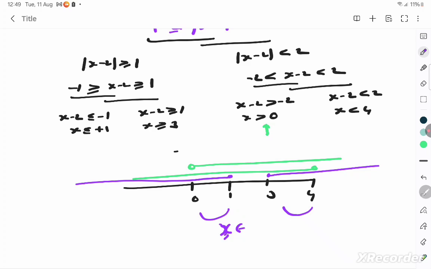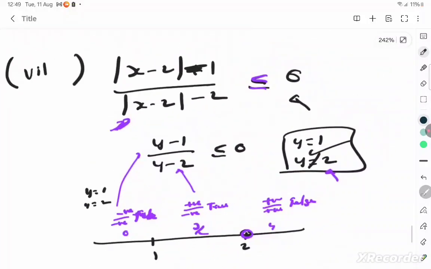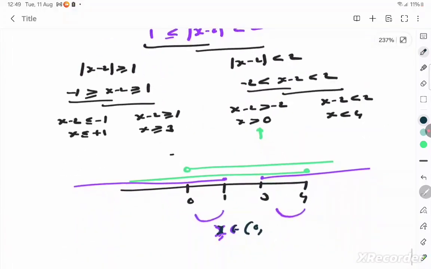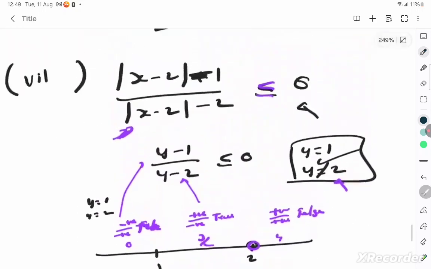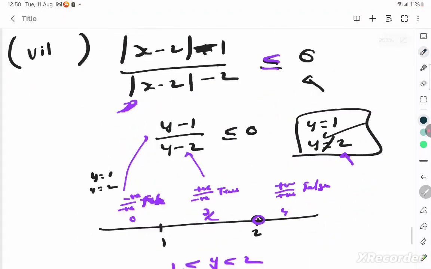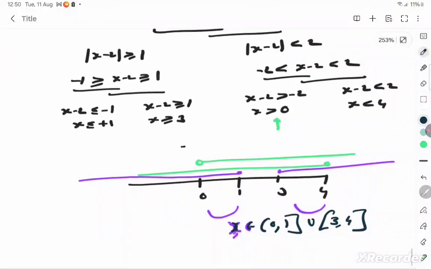Correct? So my final answer is x is an element of open bracket 0. Can I include a 1? Yeah, numerator can become 0. So I can include a 1. 1 is the close bracket, union 3, 4, including a 3 and including a 4. Is it justified to include a 3 and a 4? Yeah. So just make sure that you're verifying it with the given question and see if your answer is right.